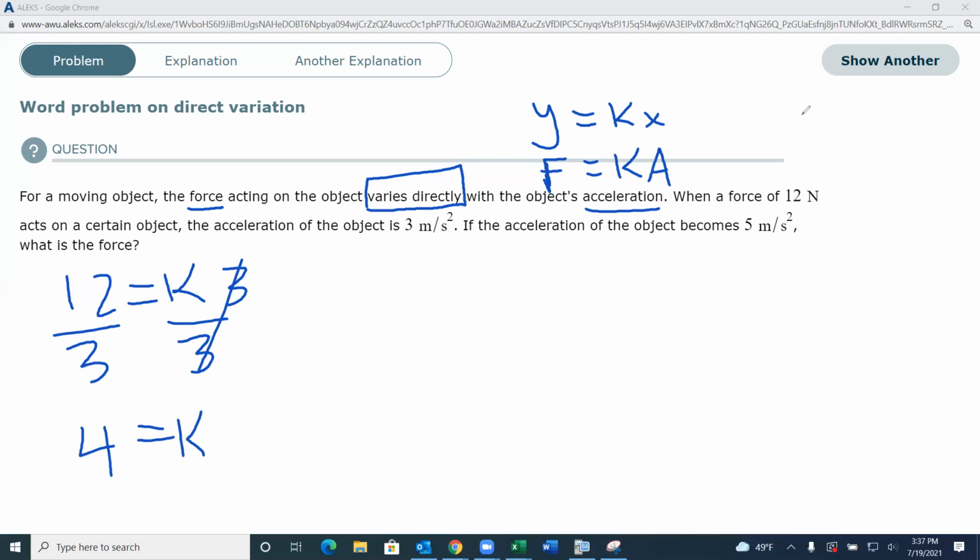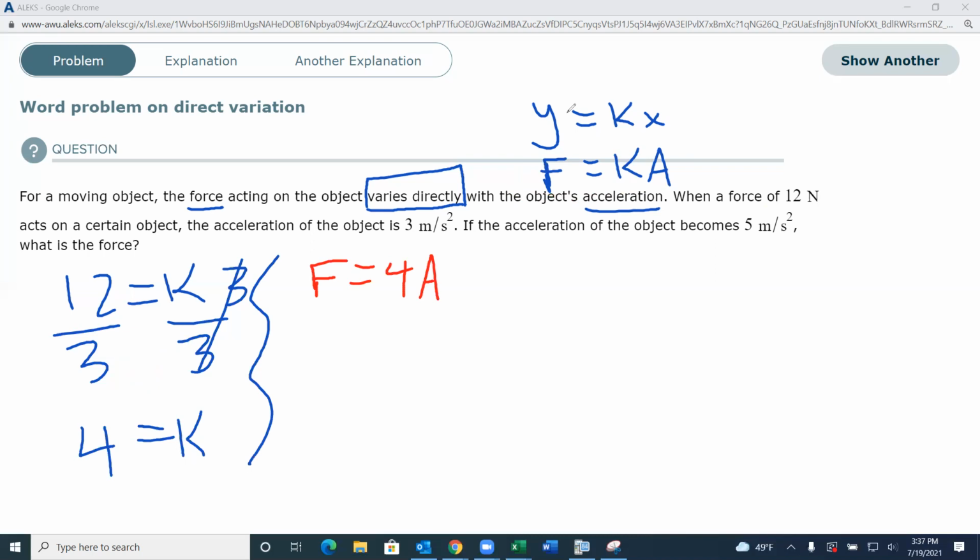Now we could talk about the units of k if we wanted to. It would just be newtons divided by meters per second squared. Those would be the units. All right, so that tells me right there that in my equation, I know that k is 4.